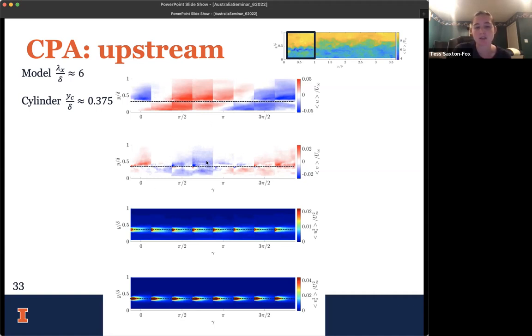We can also look at V. We see that negative V is associated with positive U. Positive V is associated with negative U. That's not a surprise. And then across this phase variation of large scale that we get from our conditional projection averaging, we can also ask, again, each of these panels is at the same X location, just downstream of the cylinder: how does this phase change what the wake does?